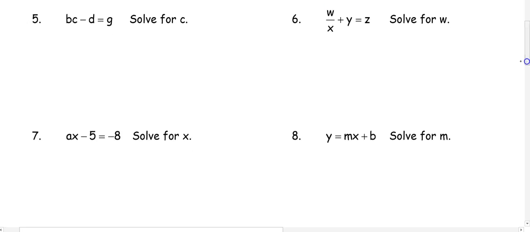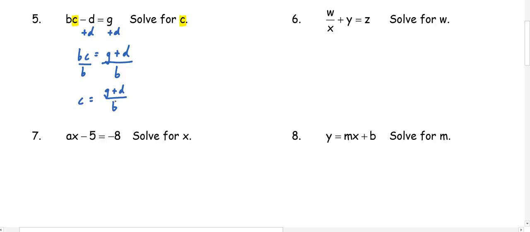Number five, solve for C. So first thing we need to do, just like when we solve for a variable, is we need to see if there's anything to add or subtract over. So there's a minus D, which means we have to add D to both sides. BC equals G plus D. And then we can divide. So to get C by itself, we need to divide everything by B, which we can write as C equals G plus D over B. Since they're all variables, there's nothing that we can reduce, so we're going to leave the fractions.